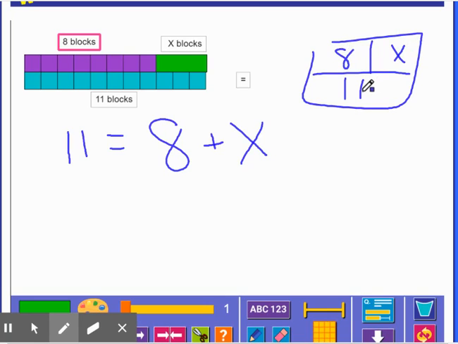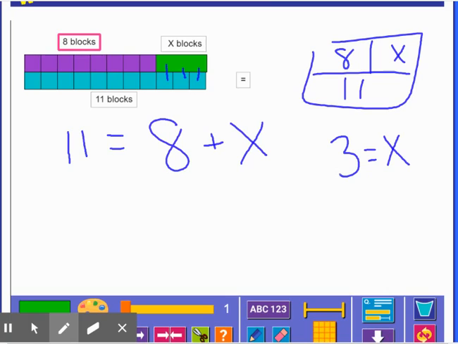8 plus something equals 11. We know that we have 1, 2, 3. So that tells me that x should equal 3. But I want us to find a strategy that's going to work every time.